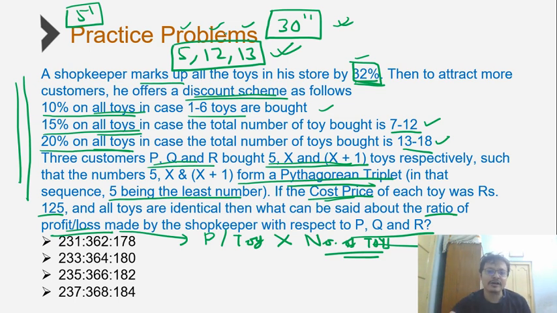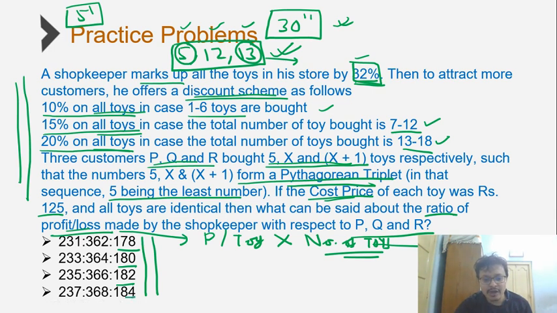And if you look here, 5 and 13 are prime factors, out of which 13 is a very rare prime factor. And especially when the options are so close, all you need to do is look at R, which has 13 items, and check which of the options is a multiple of 13.